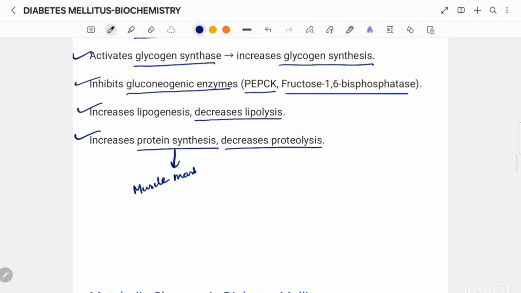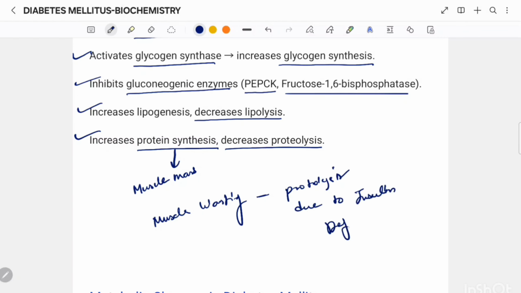As we have already discussed previously, in diabetes there is muscle wasting, as it causes proteolysis due to insulin deficiency.